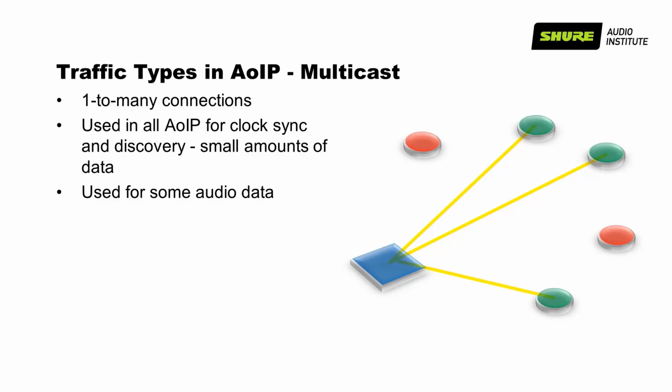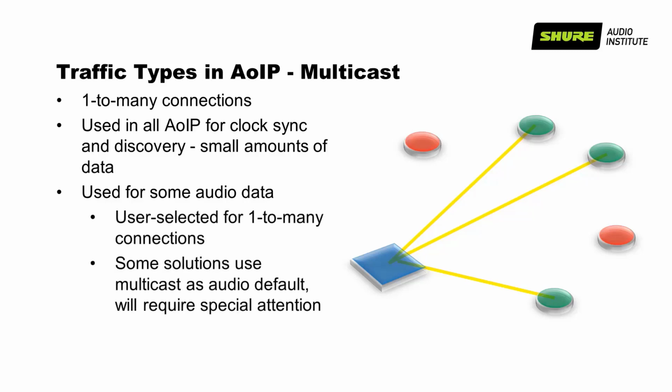You can set up your Dante flows to be multicast instead of unicast, which is more efficient if you do have a single Dante source that needs to reach multiple destinations. Rather than having to set up multiple unicast flows, you could set up one multicast flow and allow as many devices as you need to pick that signal up. But again, that's only if you need to. It's important to know that that little bit of multicast is required for clock sync and discovery, because if your network does block multicast, that can cause problems for a Dante network. So you want to make sure that's allowed if at all possible.